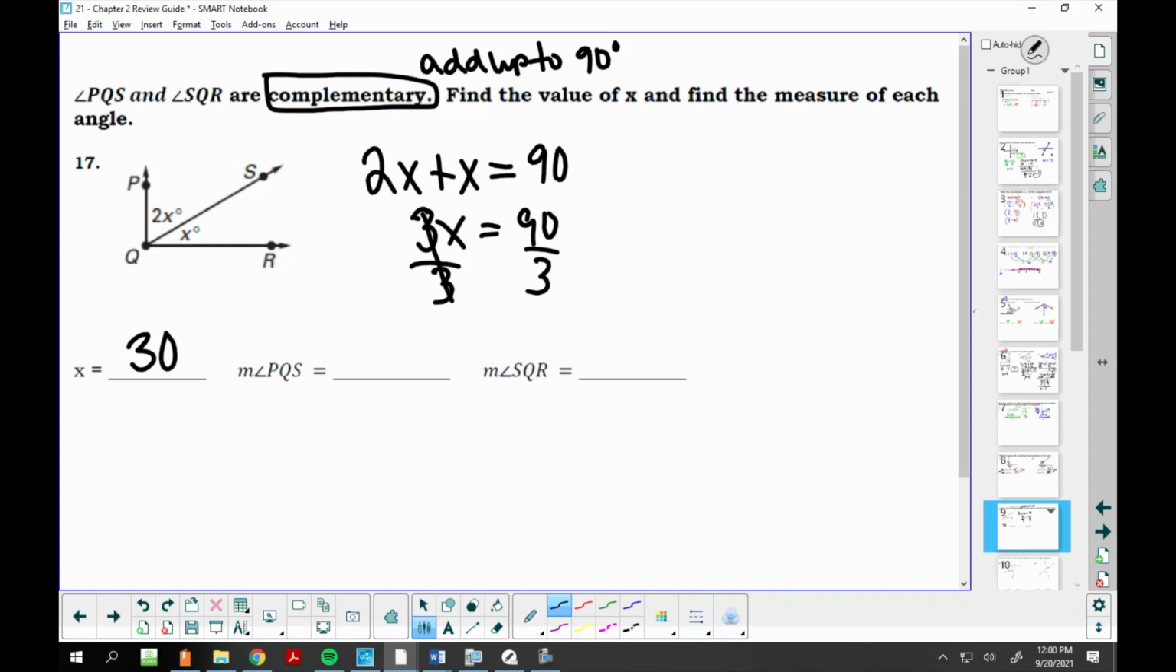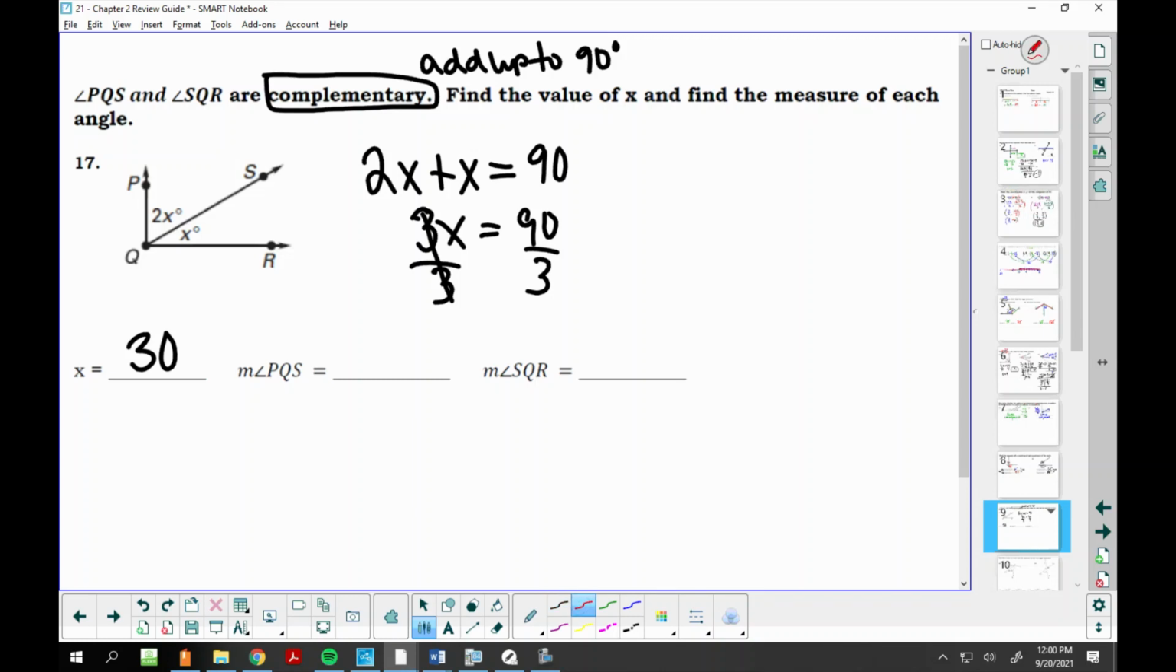How did we know these weren't equal? Why didn't we just say 2x equals x? Well, can 2x and 1x ever be the same? If you take 2 and multiply by x, and then you take 1 and multiply by x, can you ever get the same answer? No. So first of all, they're not equal. Second of all, there's nothing that says they're equal. And third of all, they tell us it's complementary. So we know they add up to 90.